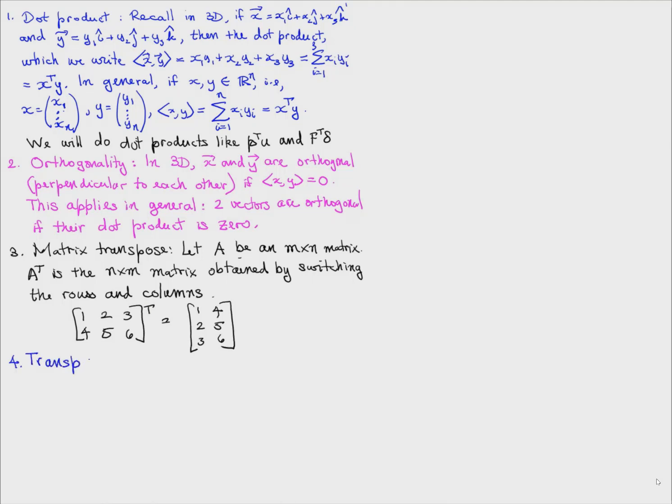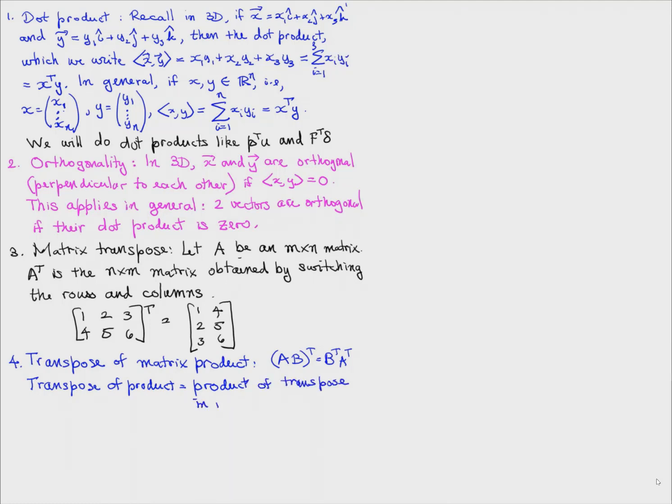The fourth idea is the transpose of a product of matrices. If we have a product AB of two matrices and we transpose it, the answer is B transpose A transpose. So the transpose of a product of two matrices is the product of transposes, but in the reverse order.